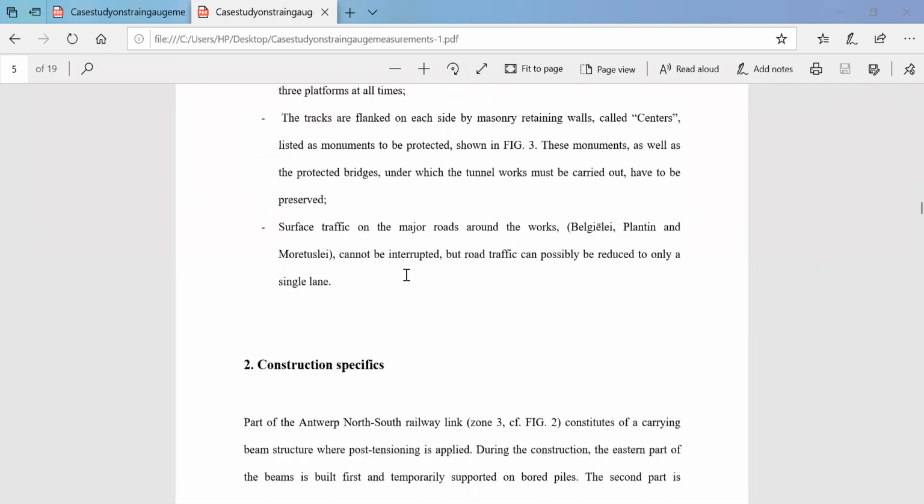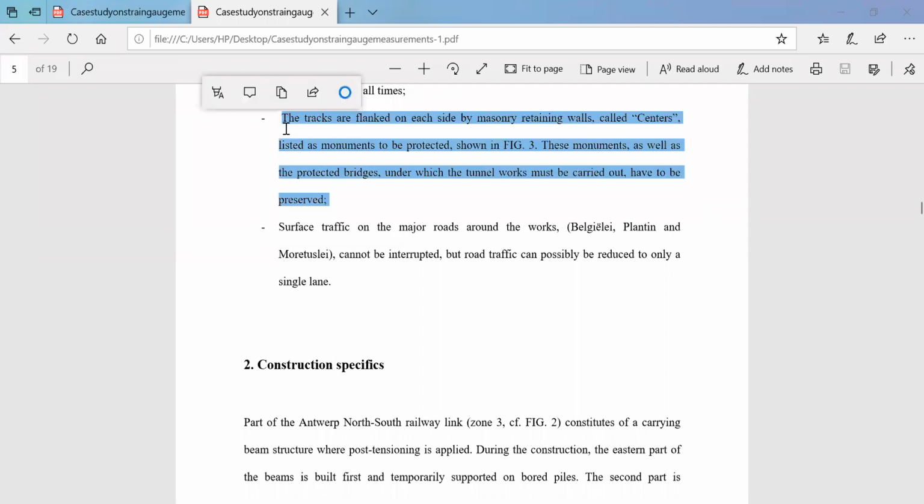The second condition is that the tracks are flanked on each side by masonry retaining walls. You have the railway tracks, which are flanked while the train moves on them, right? These are listed as monuments to be protected. These monuments, as well as the protected bridges under which the tunnel work must be carried out, have to be preserved. So this is the second criterion.